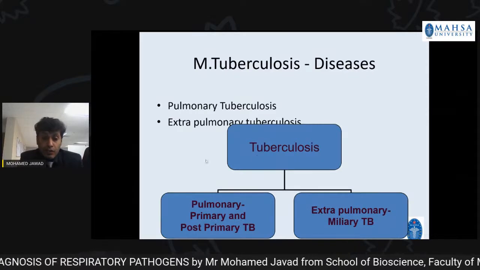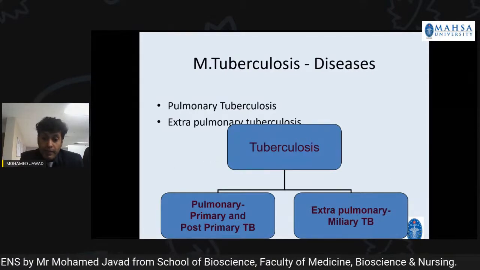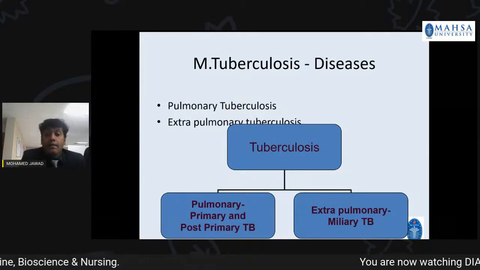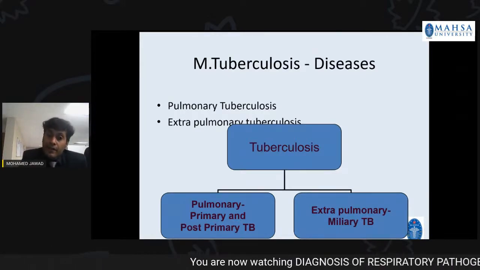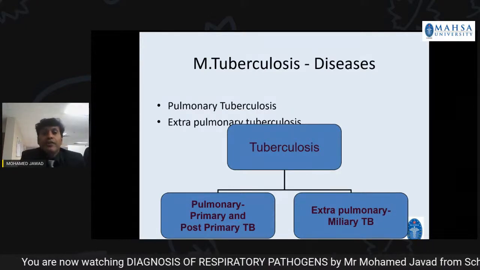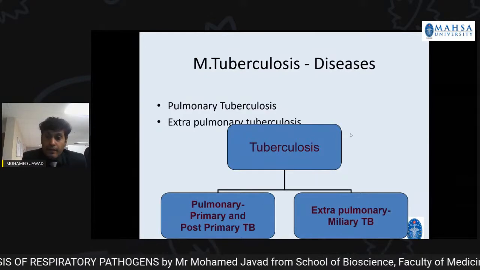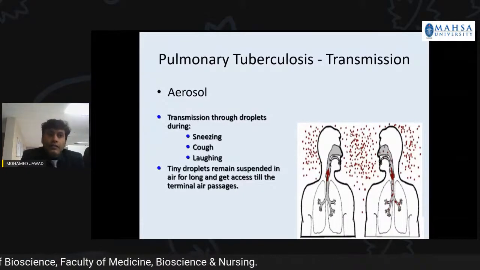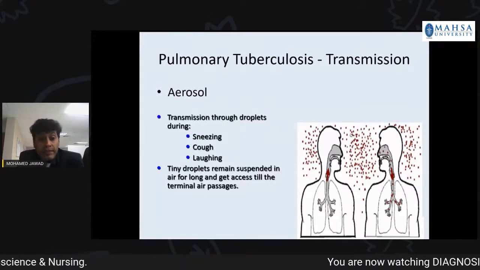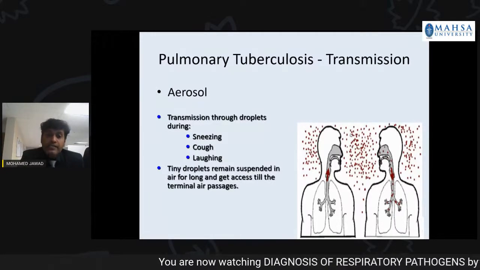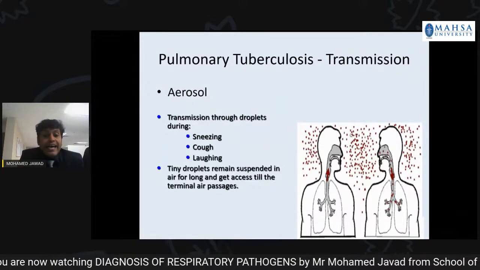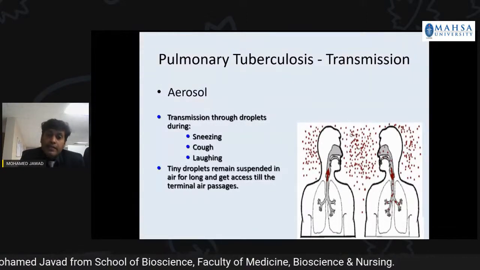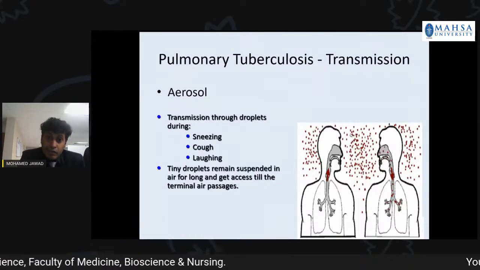Then there is pulmonary tuberculosis and post primary TB. Post primary TB is the reactivation after years. Extra pulmonary means it disseminates from the pulmonary site into various organs. Mainly for pulmonary tuberculosis, the mode of transmission is aerosols, mainly transmitted through droplets, coughing and sneezing. Even tiny droplets remain suspended in air for a long time and get access to the terminal air passage. So that's very important: even small tiny droplets that we inhale can cause tuberculosis.